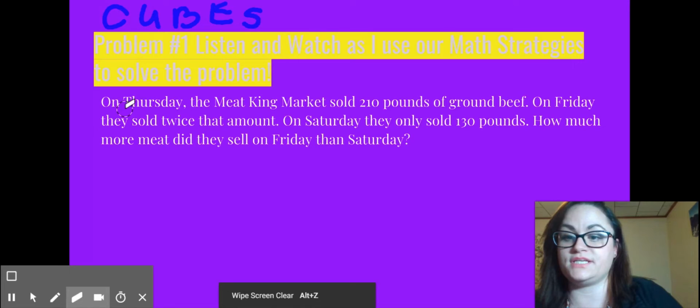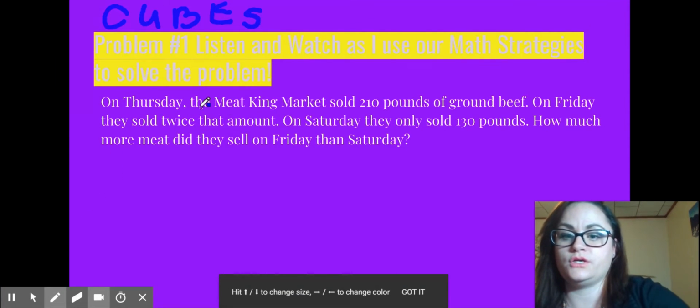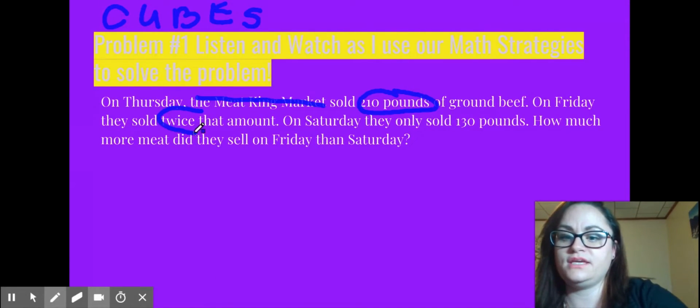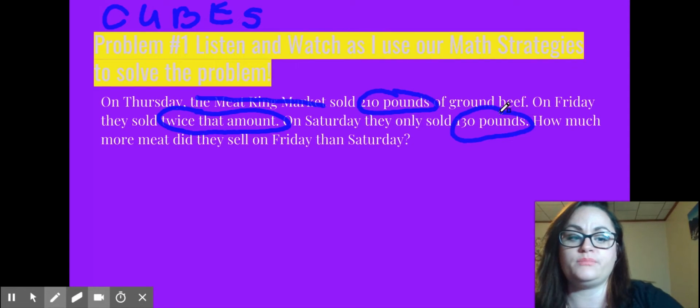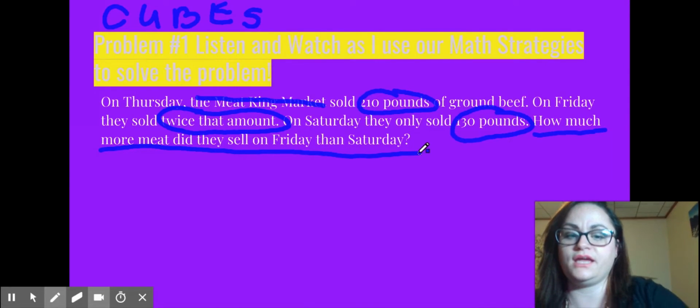On Thursday, the Meat King Market sold 210 pounds of ground beef. On Friday, they sold twice that amount. On Saturday, they sold 130 pounds. How much more meat did they sell on Friday than Sunday?